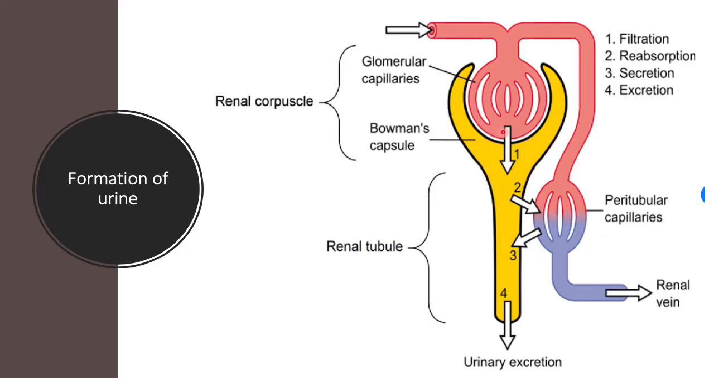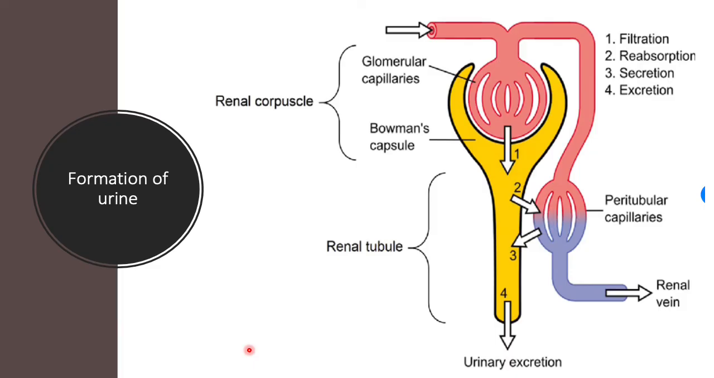First is ultrafiltration, next is reabsorption, and third is secretion. Ultimately, the combination of these three forms the urine. If the GFR of a person is 180 liters, which is completely protein free, less than 1% of the filtered water and sodium chloride, with variable amounts of other solutes, is excreted in the urine.